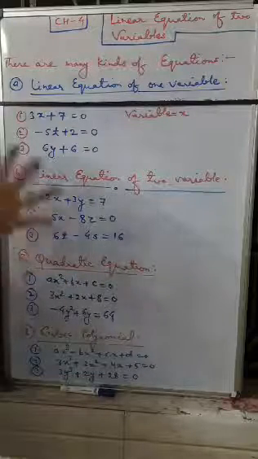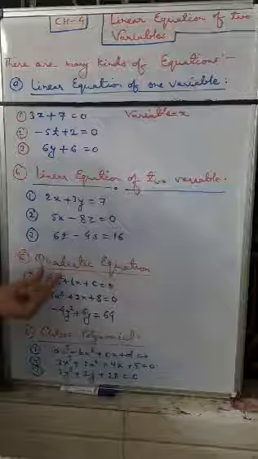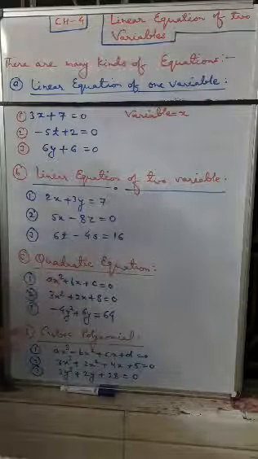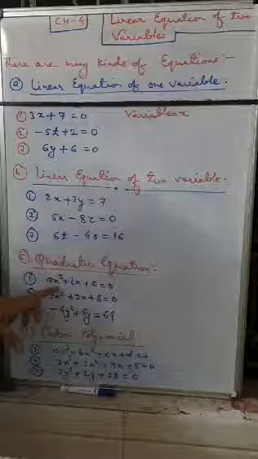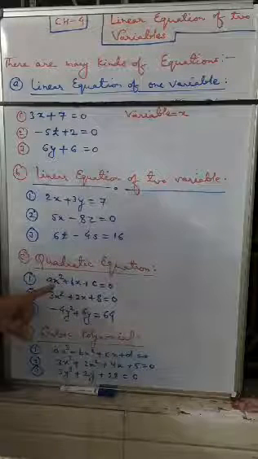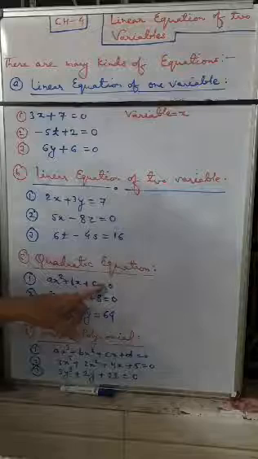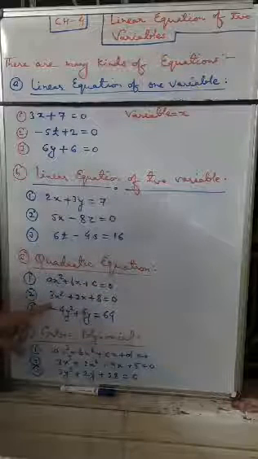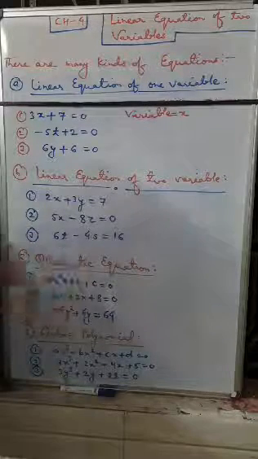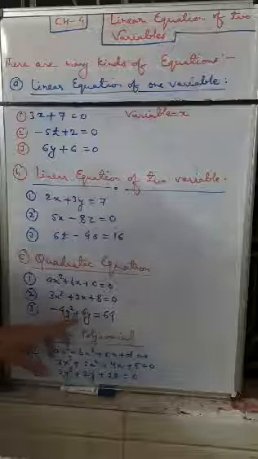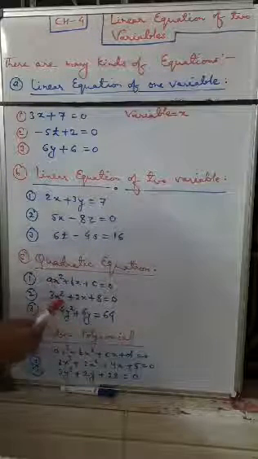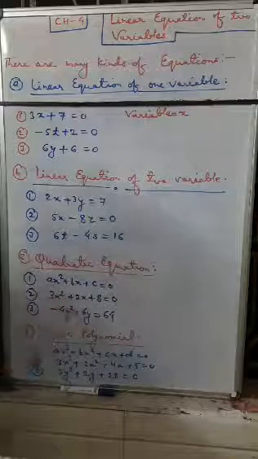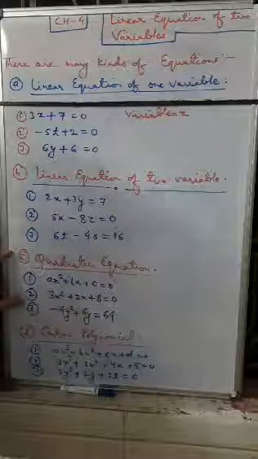Now quadratic equation, in Hindi it is called Varg Samikaran. That means the maximum power of the variable is equal to 2. You are looking at the example ax square plus bx plus c is equal to 0. Second one, 3x square plus 2x plus 8. Third one, minus 4y square plus 6y plus 64. Here the maximum power of the variable is equal to 2, so it is a quadratic equation.